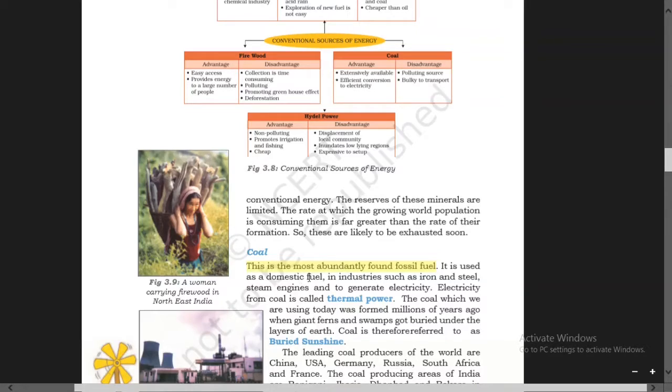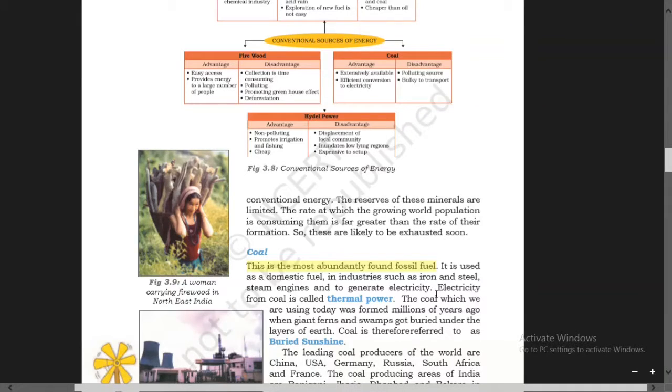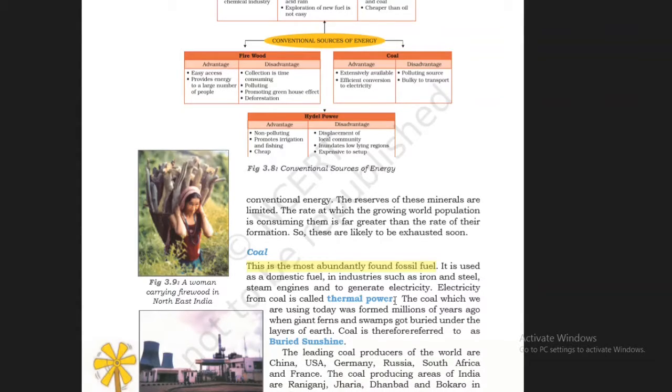It is used as a domestic fuel and in industries such as iron and steel, steam engines, and to generate electricity. Here in our Manipur also we are using charcoal, boys, to get warm. Electricity from coal is called thermal power. Okay, boys, see here. What is thermal power? You have to know this one. Electricity from coal is called thermal power.